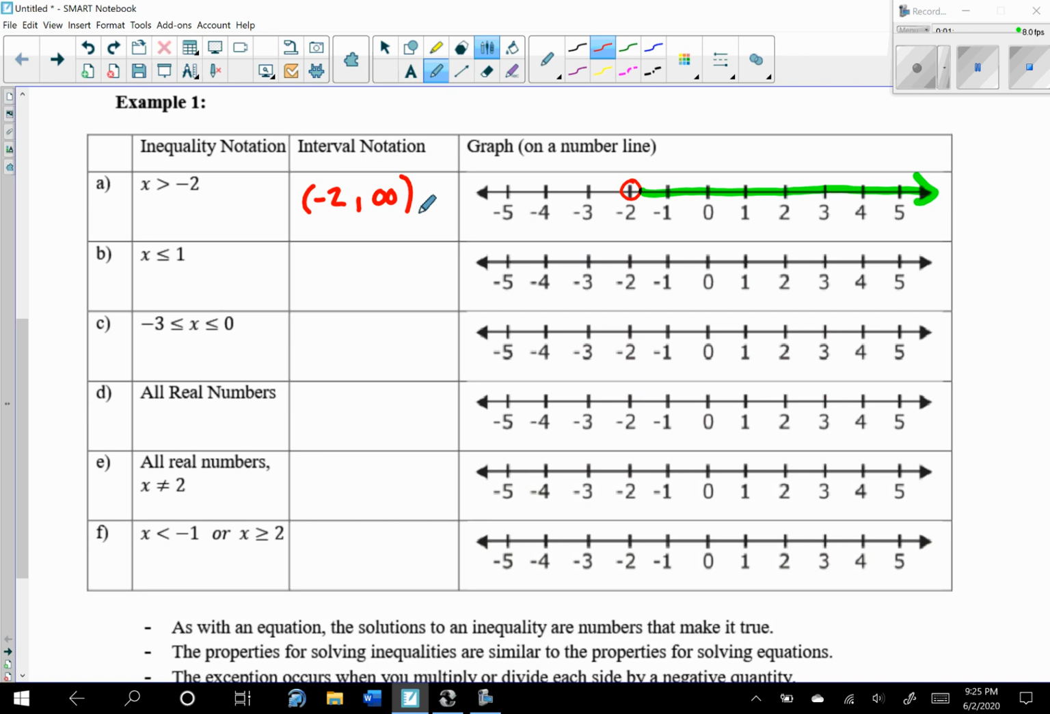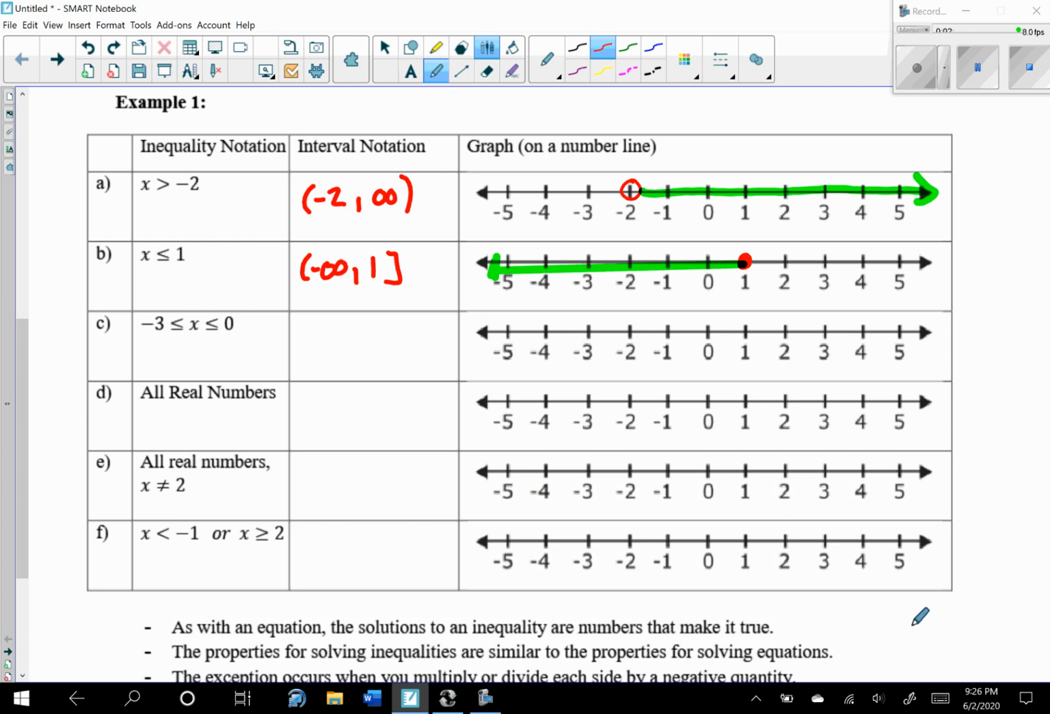Looking at the next one, we have x is less than or equal to 1. So at 1, we are going to have a closed circle. And then we are going to shade our number line values lower than 1 or less than 1, which goes this way. And so for this, we have then to write our interval notation. So notice this goes down to -infinity. So we have to start with a parentheses. So parentheses -infinity to 1, and that's including 1. So we use a bracket.